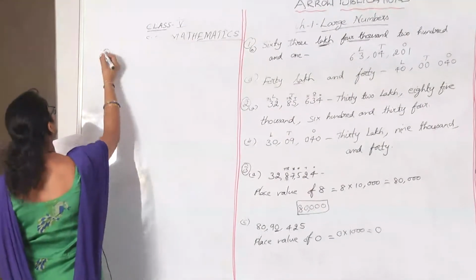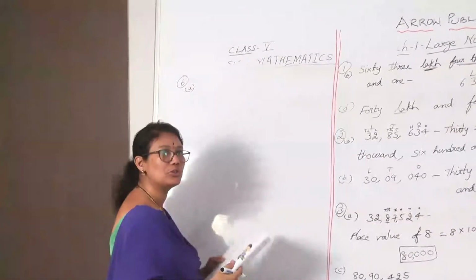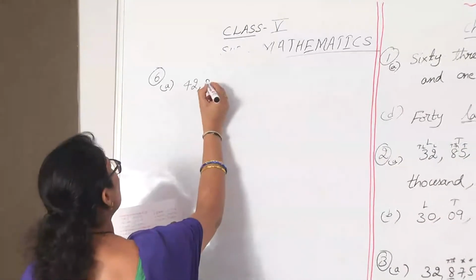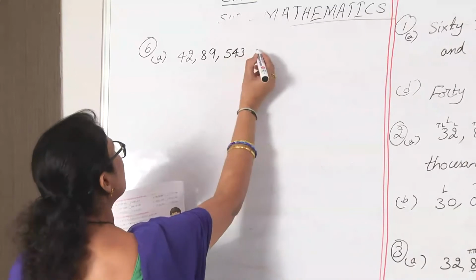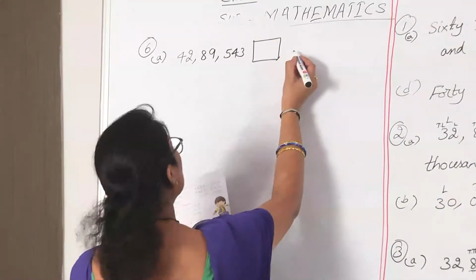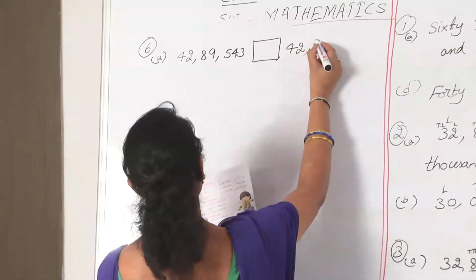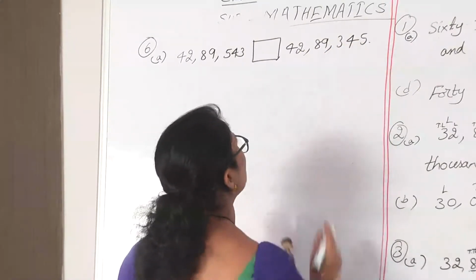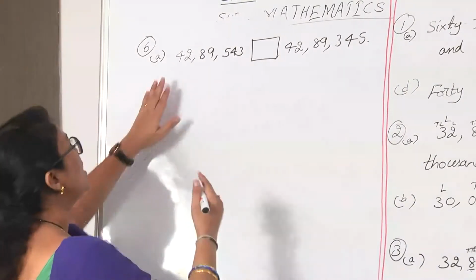6th bit, A, comparing the given two numbers. It is given as 42 lakh 89,543, and we are asked to find whether it is greater than or less than or equal to the second number, 42 lakh 89,345, right children?